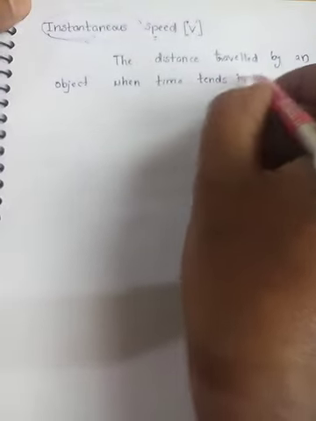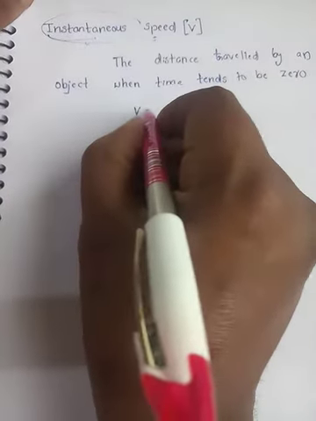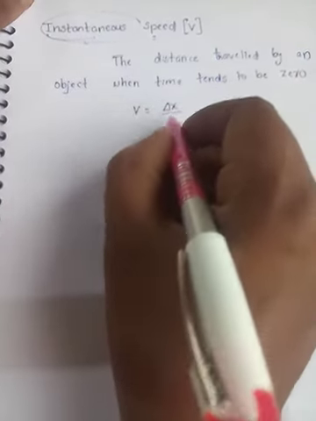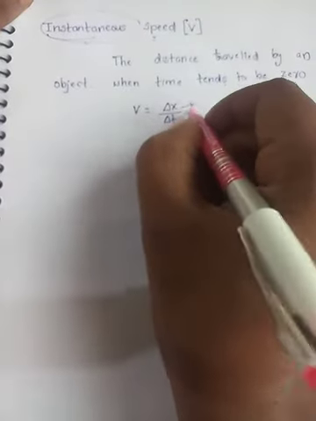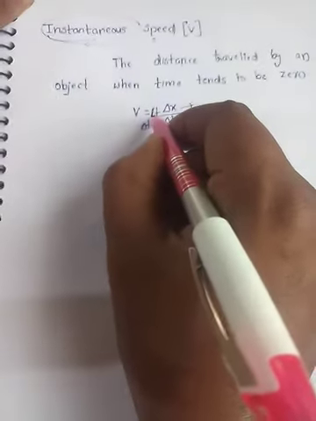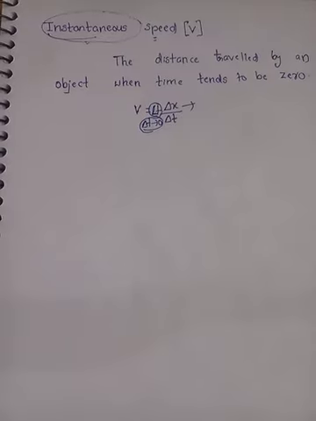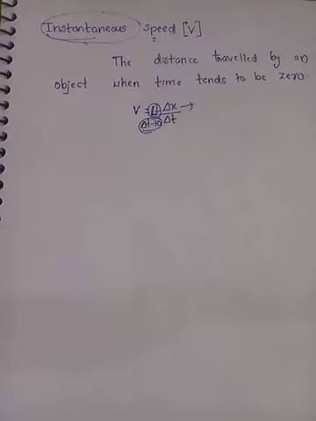when time tends to be 0. So what is that? The distance travelled when time tends to be 0 is called what? Instantaneous speed. V equals delta x by delta t. What is the condition? Limit delta t tends to 0. It means the time interval should tend to 0, a very small interval of time, not equal to 0 but nearly equal to 0.